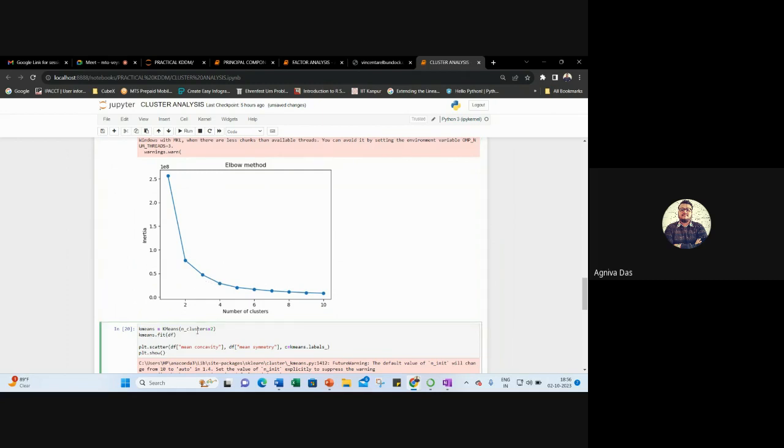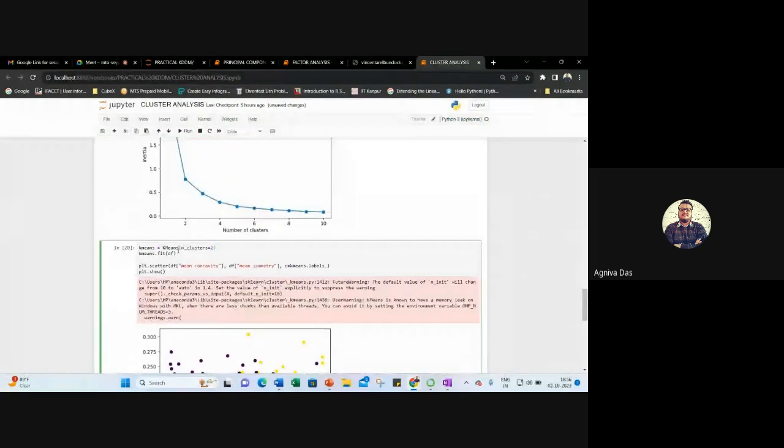But in this case, even if you keep 2, so in this case, k-means we are taking 2 clusters. Obviously, the lower the number of clusters, the lower the grouping, and the more you can interpret, right? The demarcation will be clearer.